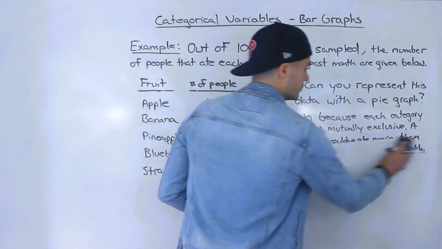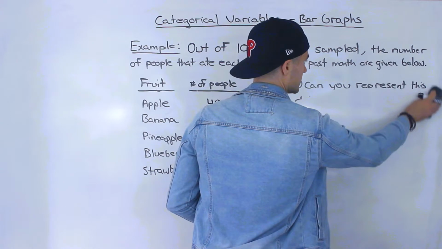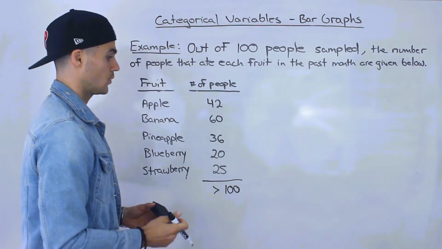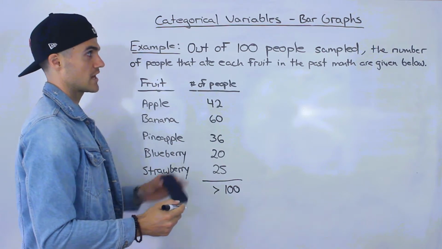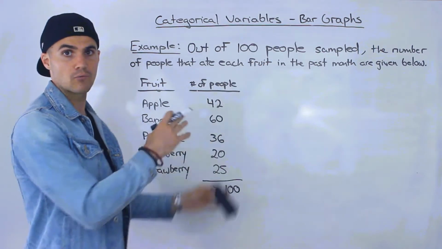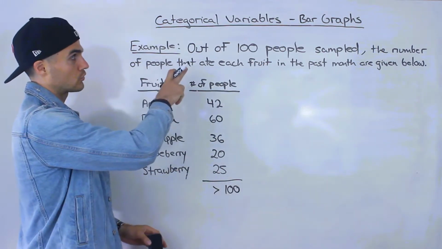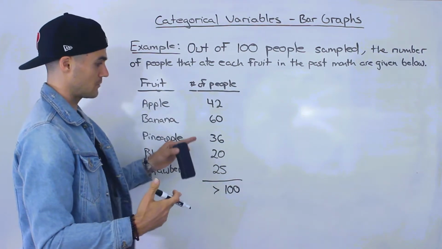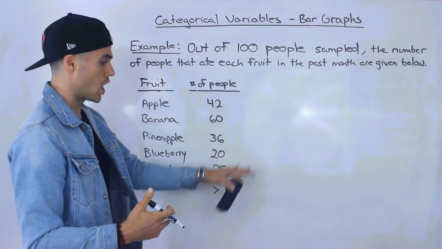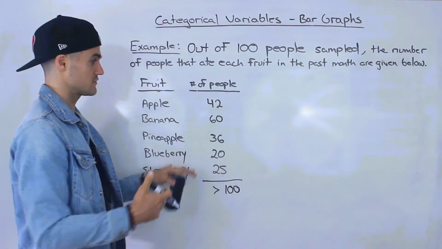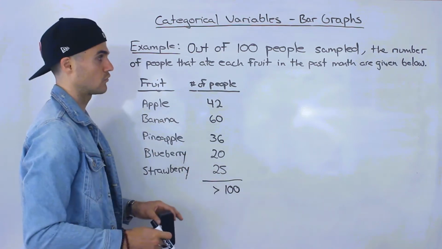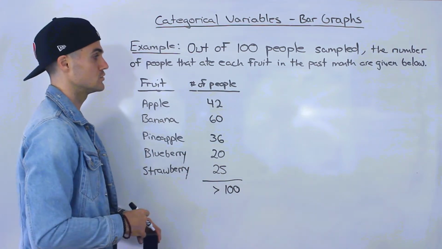So then number 2 asks to represent the data visually. What we're going to do is represent it with a bar graph. If we can't represent it with a pie graph, for categorical variables, a bar graph is the only one remaining. And you can represent non-mutually exclusive categories with a bar graph. It doesn't matter if there is overlap. A bar graph you can always use.